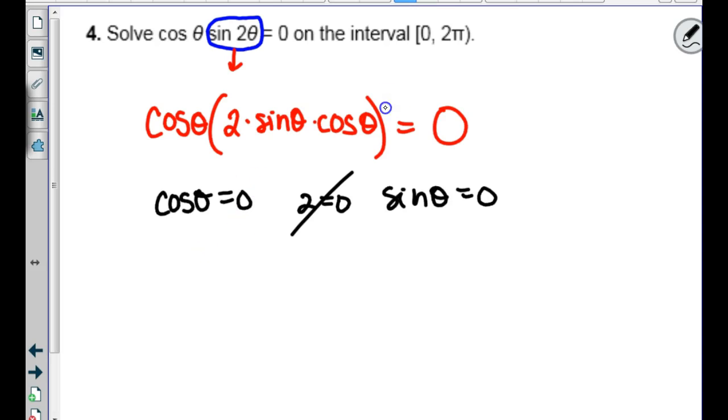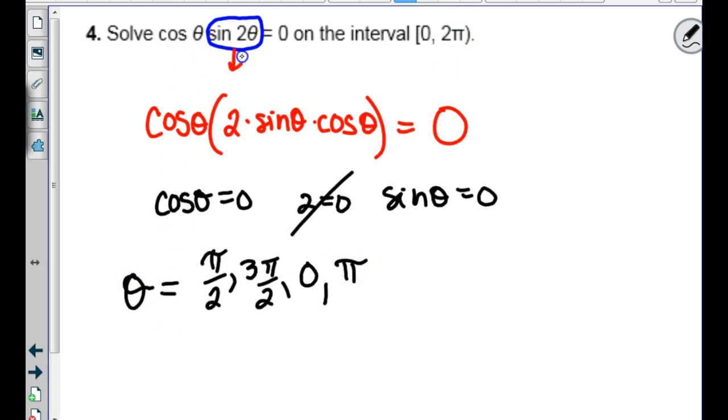All right, so now between 0 and 2 pi, where can this happen? Cosine could be 0 at pi over 2 and 3 pi over 2. And the sine could be 0 at 0, pi, 2 pi. But do I want to include 2 pi? Always with the funny directions here. This one has a parenthesis, so no.